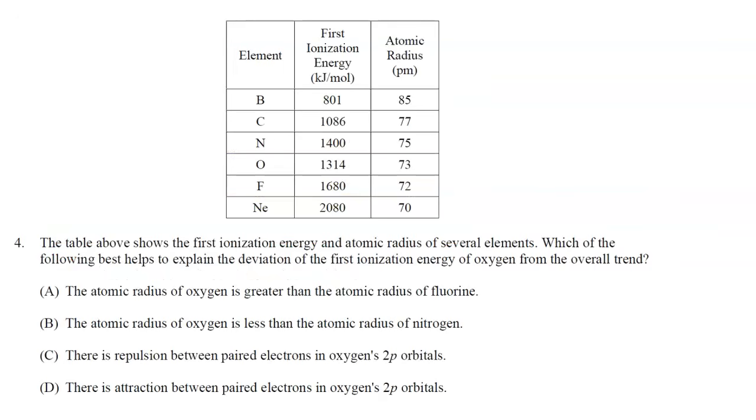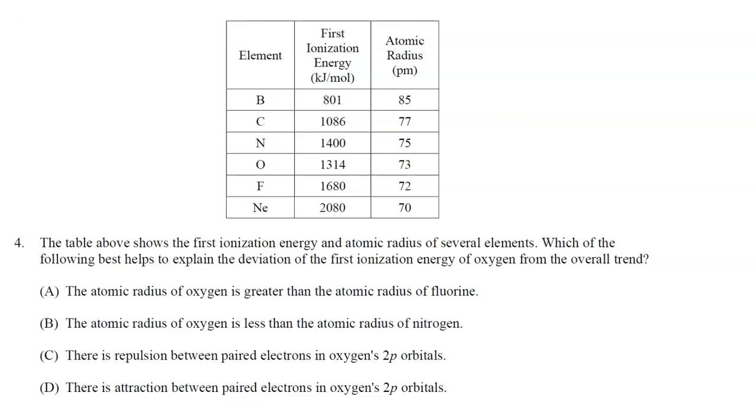Now let's take a look at question 4. We are given a table for the elements boron, carbon, nitrogen, oxygen, fluorine, and neon, and they are all located in period 2 on the periodic table, with data for first ionization energy and atomic radius. So question 4 says, the table above shows the first ionization energy and atomic radius of several elements.